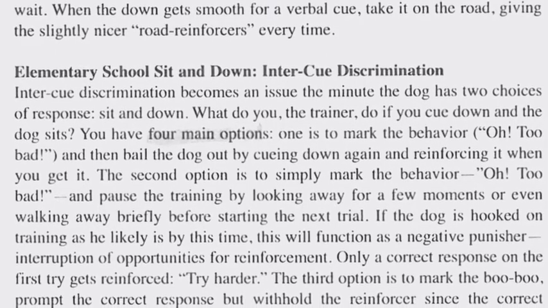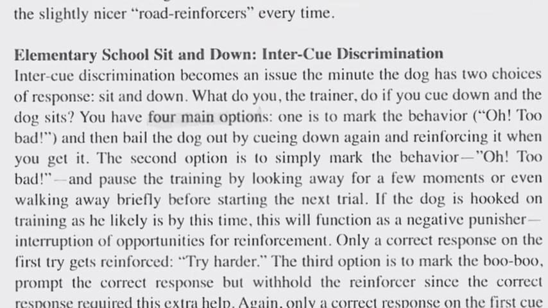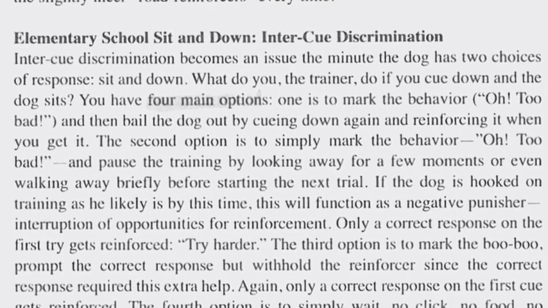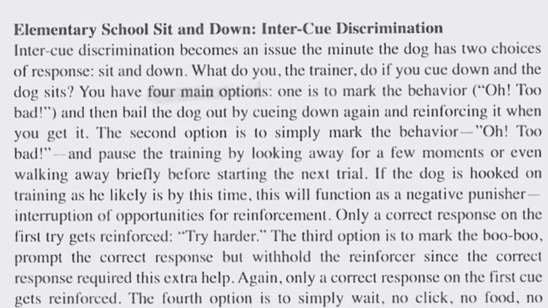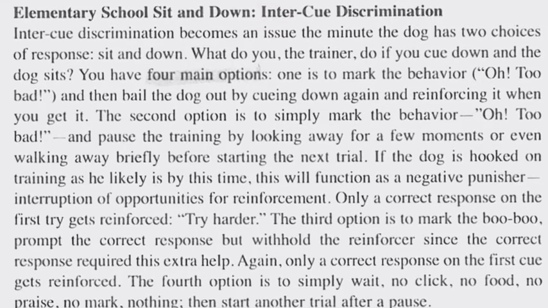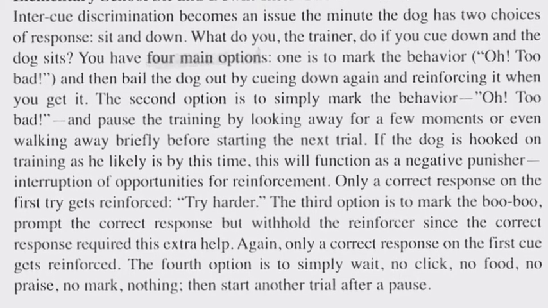Elementary school sit and down. Inner cue discrimination. Inner cue discrimination becomes an issue the minute the dog has 2 choices of response, sit and down. What do you, the trainer, do if you cue down and the dog sits? You have 4 main options. One is to mark the behavior, oh, too bad, and then bail the dog out by cueing down again and reinforcing it when you get it.